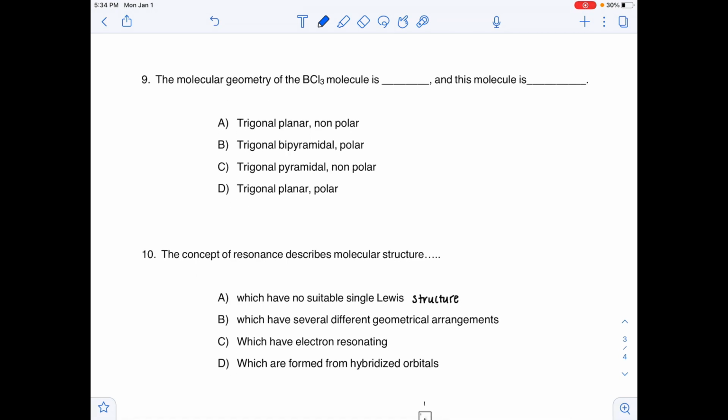For 9, it says the molecular geometry of the BCl3 molecule is blank, and this molecule is blank. So for this, we have to write the Lewis structure of BCl3. B is going to be the central atom, and there are 3 Cl's attached to it.